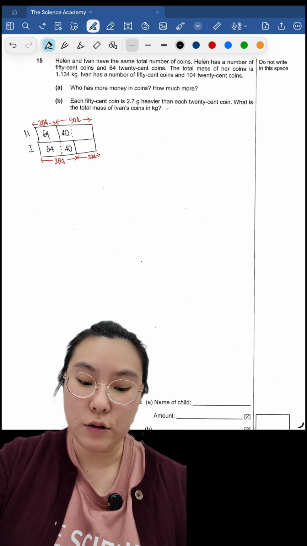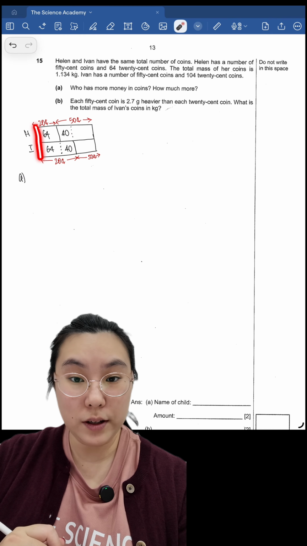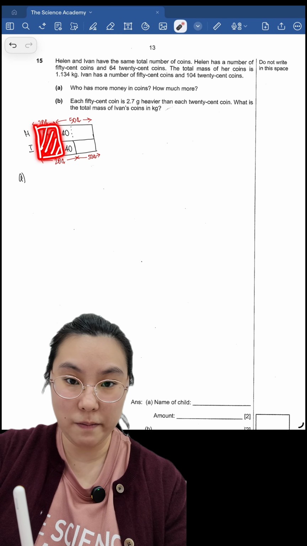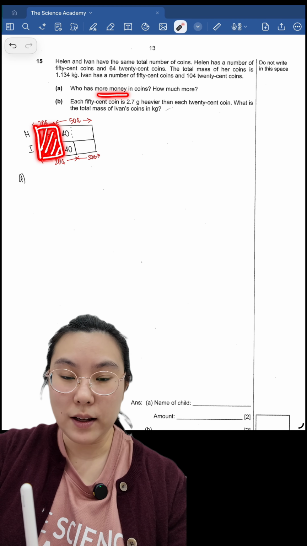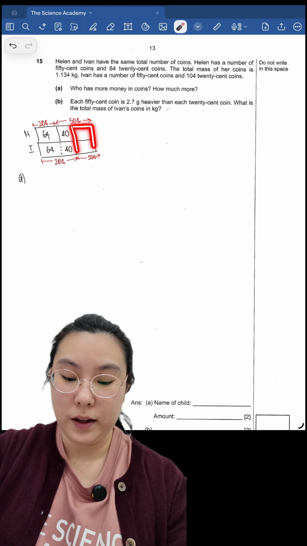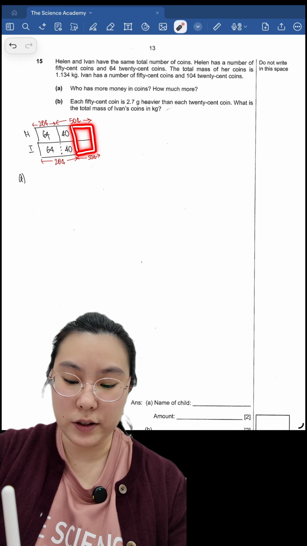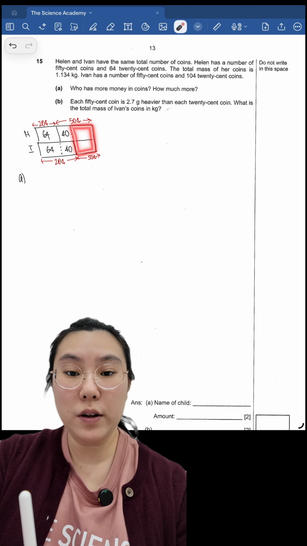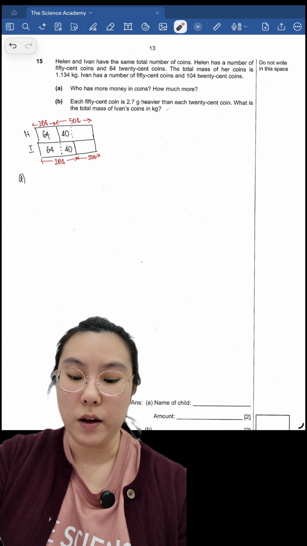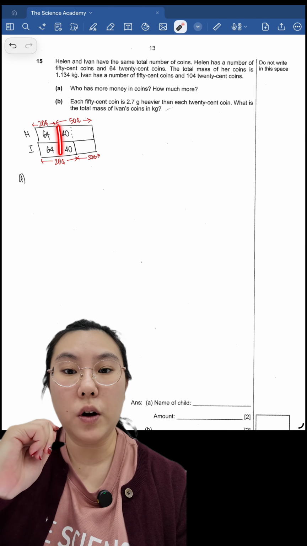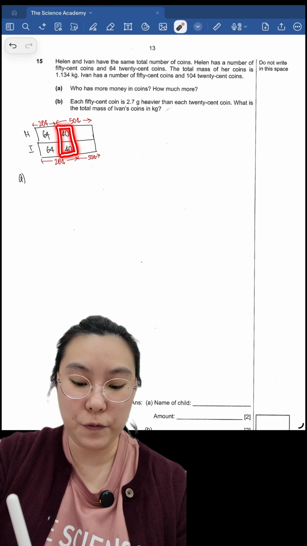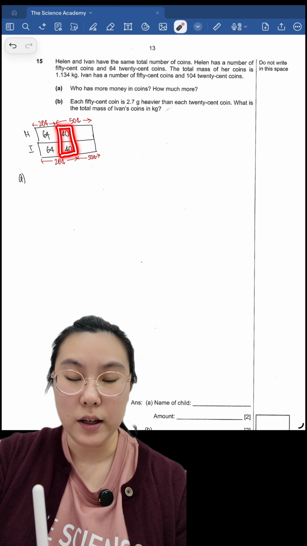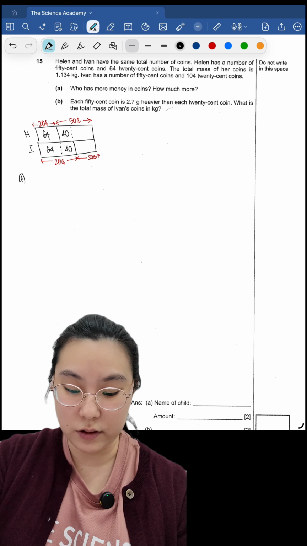Now to solve this, students need to recognize that these 64 20-cent coins are the same and they do not cause a difference in value. These amount here of 50-cent coins are also the same number of coins, same value. So therefore, they also do not cause a difference in amount of money. So therefore, the only difference comes in these 40 coins over here, where Ivan has 40 20-cent coins and Helen has 40 50-cent coins.